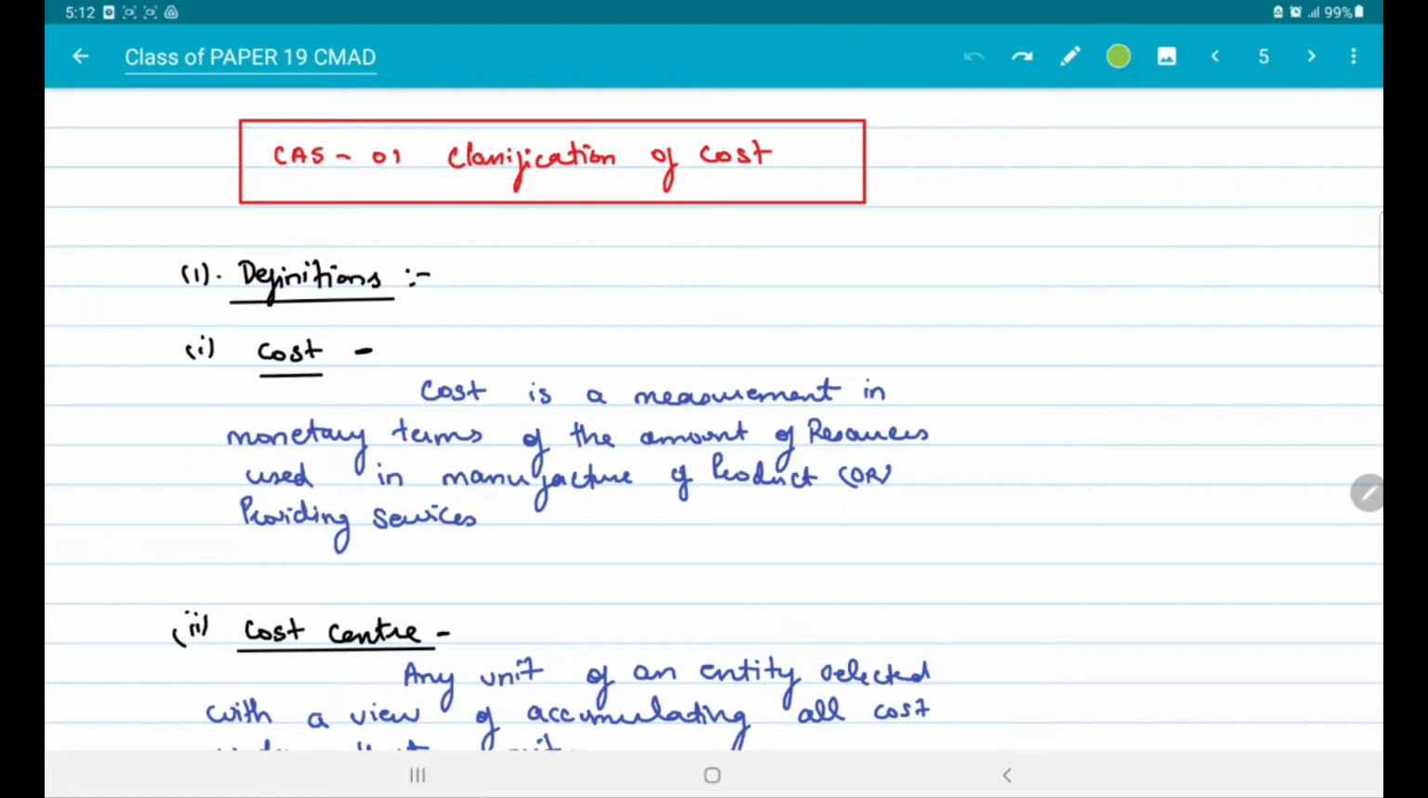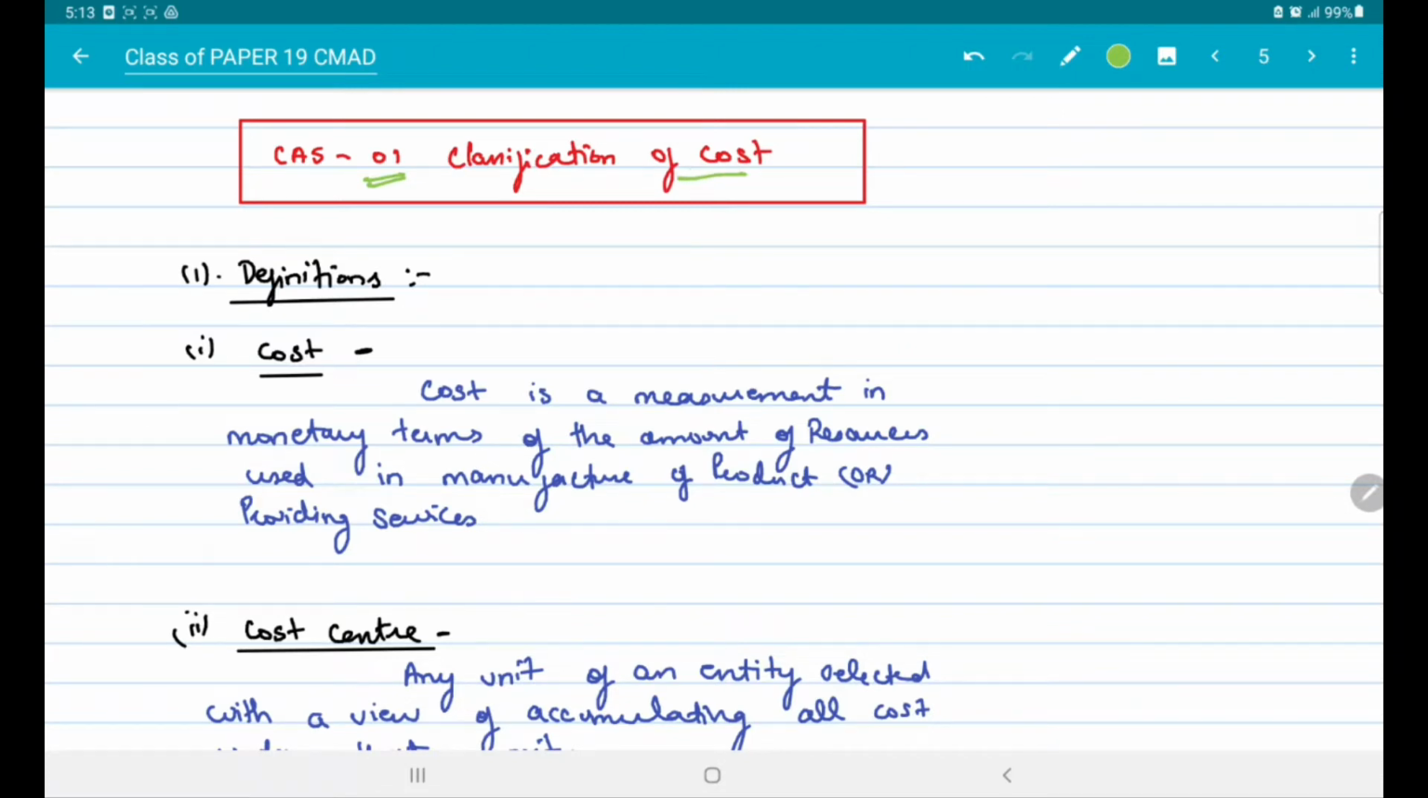As in the last class we saw a list of cost accounting standards, and today we will start with each and every cost accounting standard going forward. So today's topic is CAS-01, classification of cost.